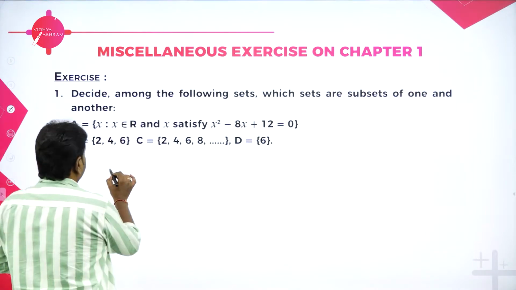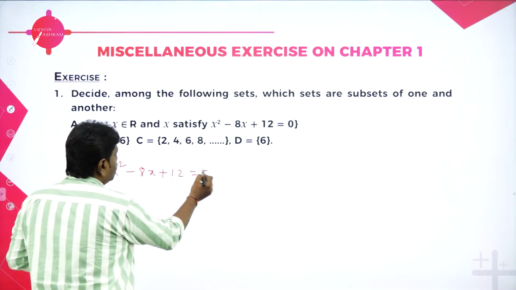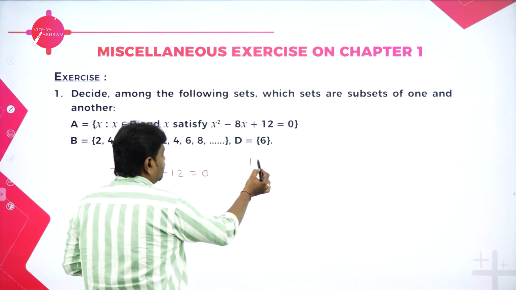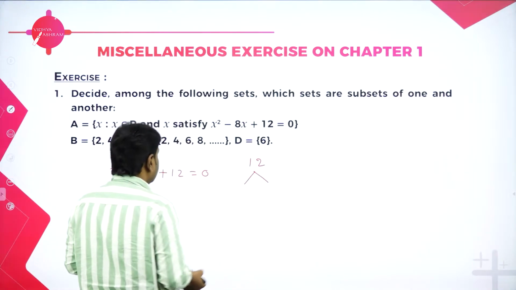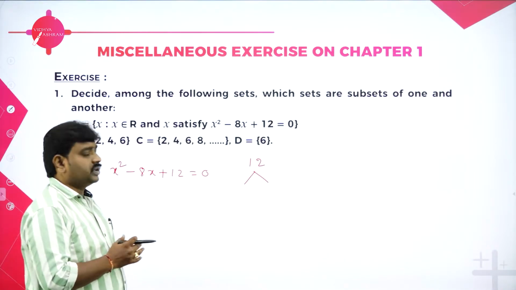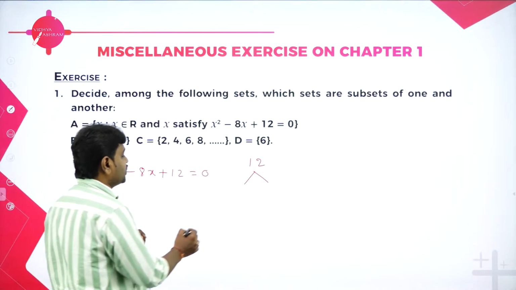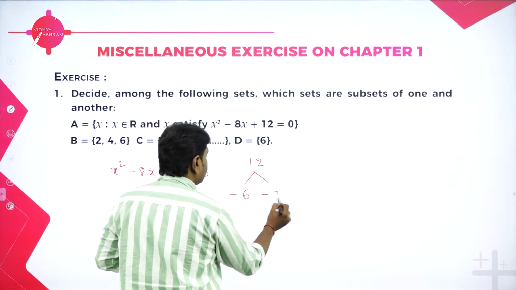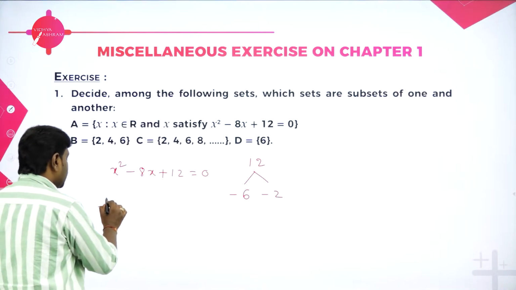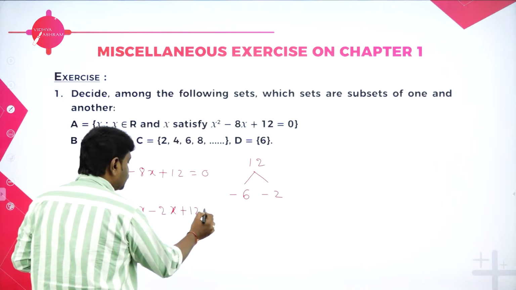In order to do that, let us solve the equation X square minus 8X plus 12 equal to 0. Now find the factors for 12. Sum should give you minus 8 and product should give you the number. So I can take 6 and 2. 6 2s are 12. Minus 6 minus 2. If I multiply, I'll get plus 12 and if I add, I'll get the middle term. So x square minus 6x minus 2x plus 12 equal to 0.